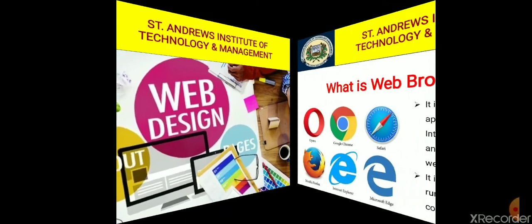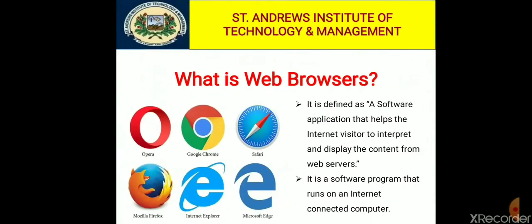So first topic of our today's session is web browser. So what is web browsers? Why we use web browsers? So web browser is defined as a software application that helps the internet visitor to interpret and display the content from web server. In other words, we can say that a web browser is a software application for accessing information from the World Wide Web.